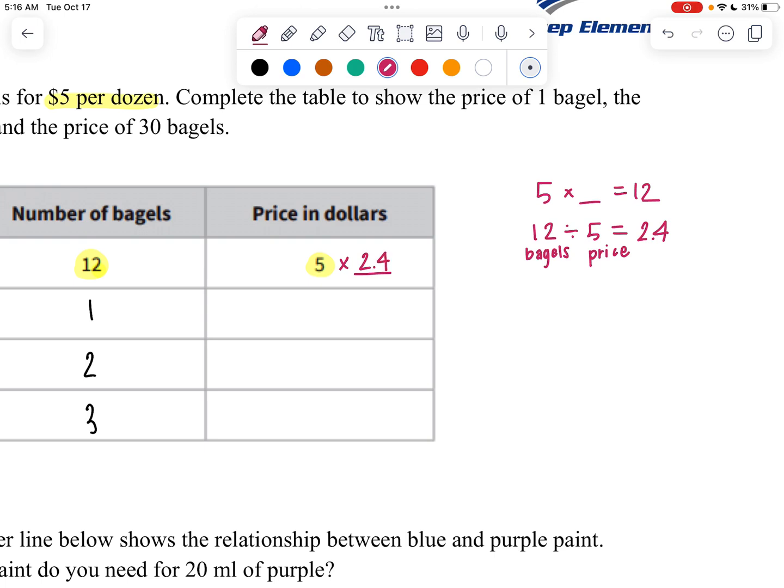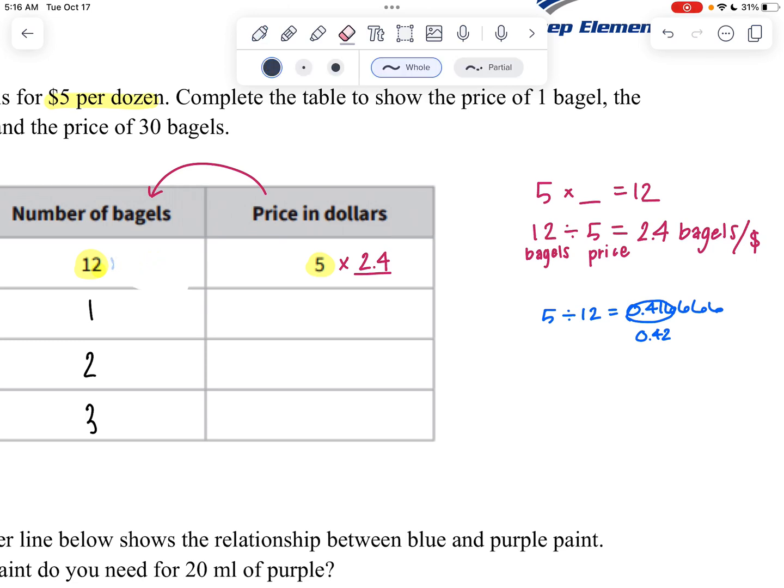I can multiply price times 2.4 to find the number of bagels. I get 2.4 bagels per dollar. So that's how much $1 gets me. The reason I decided to do bagels per price instead of price per bagel is just because if I had done it the other way around, like this, 12 times something equals 5, 5 divided by 12 gives me a really messy number, 0.416666. It's okay if you want to take this and round it to 0.42 and use that as your magic number here. But I'm going to stick with 2.4 just because it's a little bit neater.